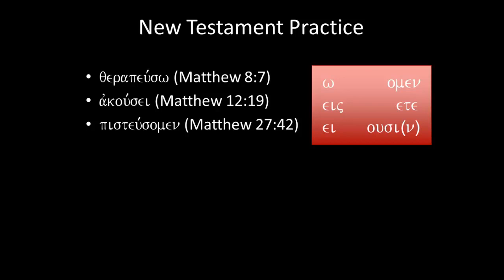Pisteusomen. This is from pisteuo, I believe. We have the sigma right here. This is going to be a key for future. And then our ending is omen. That's first plural. So we will believe. Another one, akousete. From akuo again, I hear. You have the sigma, key for future tense. And then you have the ete ending, second plural. So you, plural, will hear.